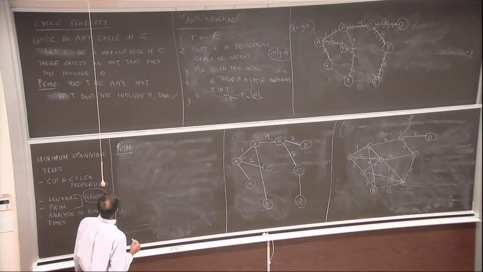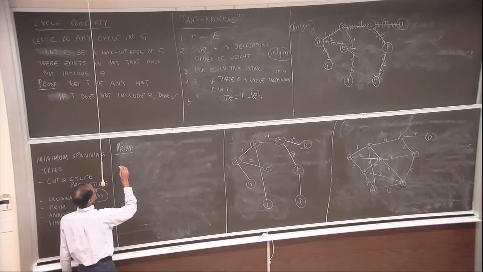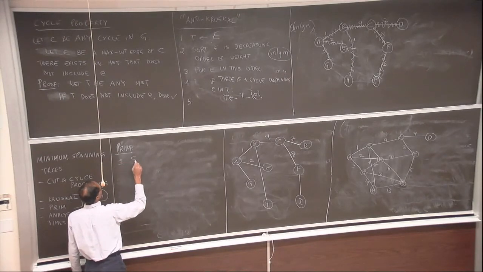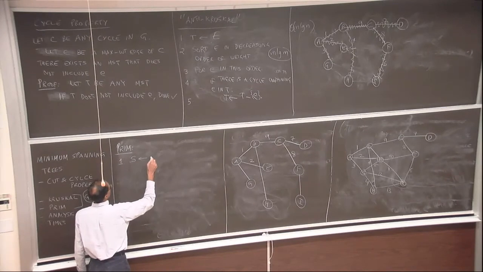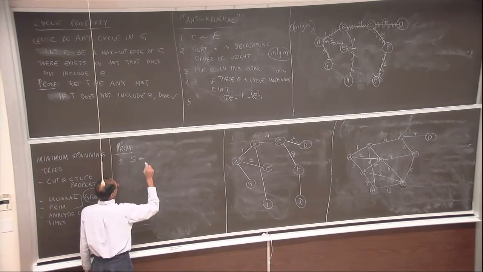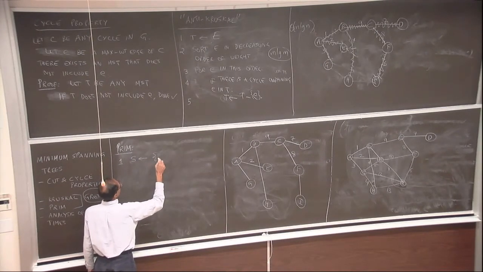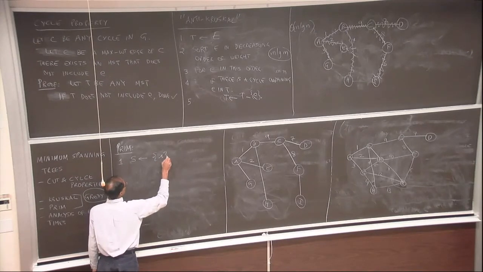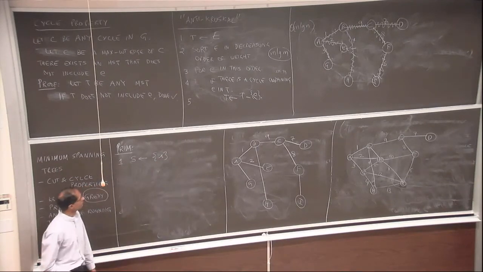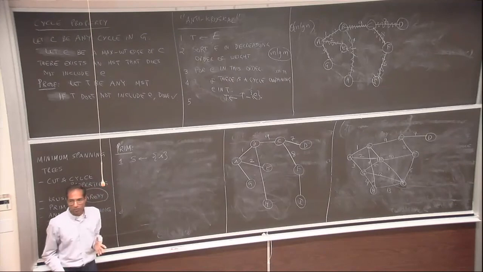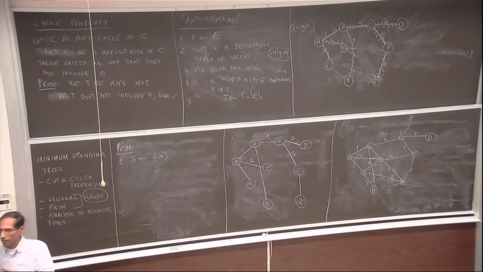So the way you do this is you have your initial set, let's say you're going to start from the vertex S. Okay. This is one vertex in your graph from which you're going to start building your tree.